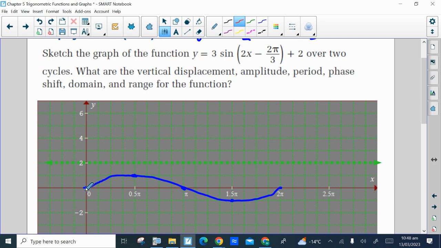So if we look at the scale here, between 0 and pi, that is divided into 1, 2, 3, 4, 5, 6, 7, 8 sections. We have to go 1/3 of a pi to the right. So according to this scale, we've got 8 sections. We have to go 1/3 of 8 to the right. 8/3 is 2 2/3. So we're going to start 2 2/3 sections from 0, 0.